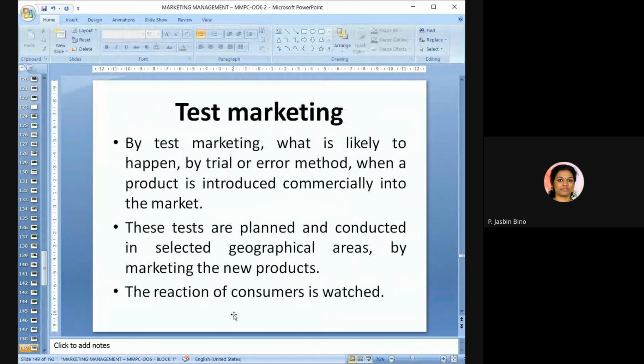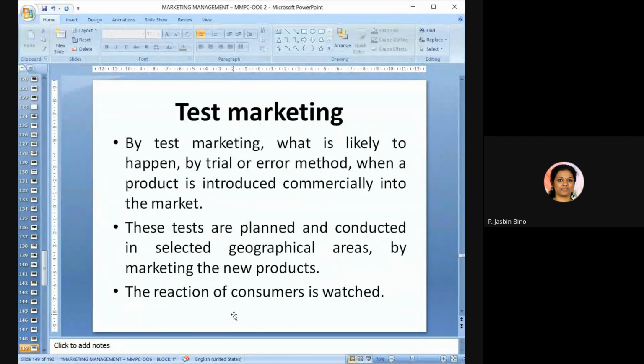So after developing a new product, it will be test marketed. Before that, the concept will be tested. That is concept testing, which is different from test marketing. Test marketing means, you might have seen, when you purchase a product, you get some other product sachets as free samples. That is what is test marketing.